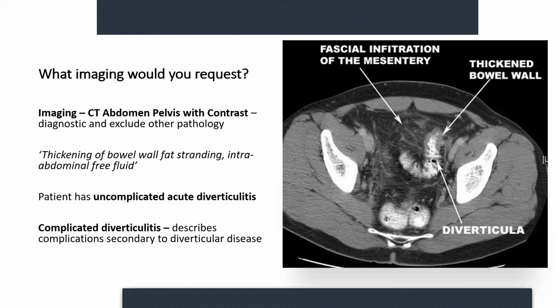The CT shows that there's thickening of the bowel wall with fat stranding and intra-abdominal free fluid. Based on that, the patient has most likely uncomplicated acute diverticulitis. The difference between uncomplicated and complicated diverticulitis is that complicated diverticulitis describes complications secondary to diverticular disease, which we'll go over a little bit more in detail later.